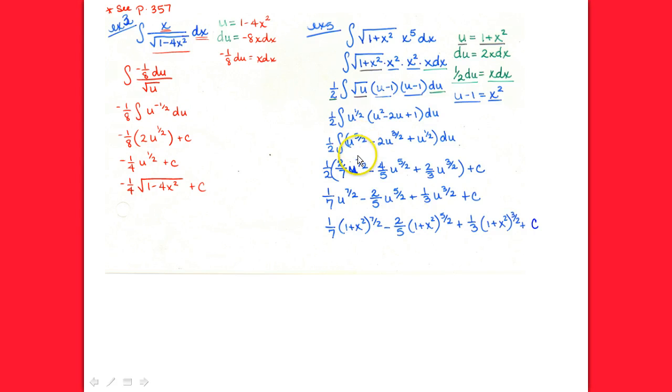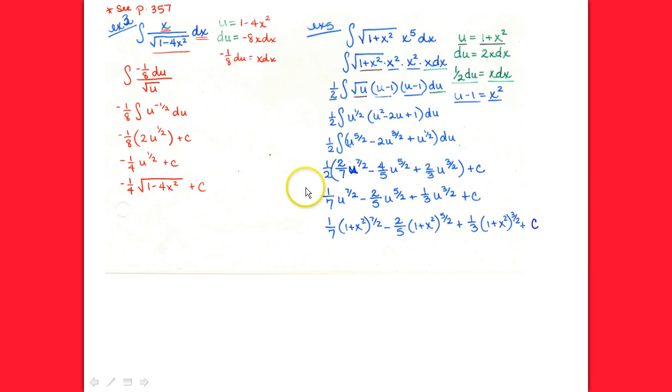Add 1 to the 5/2 and I get 7/2. Dividing by 7/2 is multiplying by 2/7. Add 1 to the 3/2, that's 5/2. Dividing by 5/2 is multiplying by 2/5. So negative 2 times 2/5 is negative 4/5. Add 1 and that's going to be 3/2. Dividing by 3/2 is the same as multiplying by 2/3.